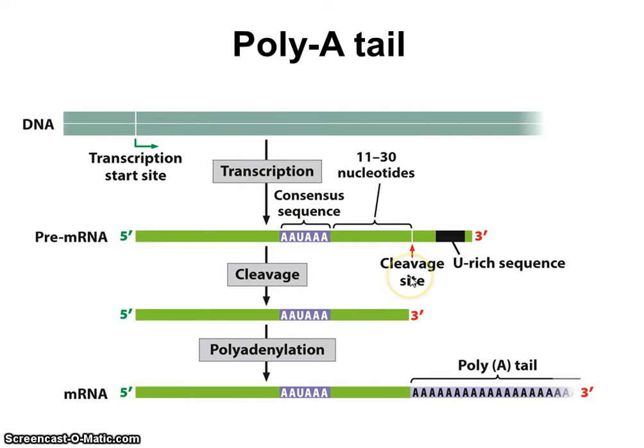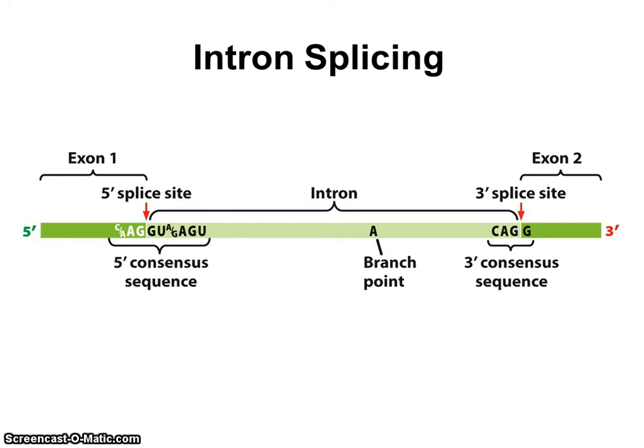So the pre-mRNA gets cleaved, and then you get the addition of a poly-A tail on the end of this. And this consensus sequence also serves as a polyadenylation signal for the enzyme that does the job. So we get the addition of the 5' cap and a poly-A tail on the 3' end. And then we also get our intron spliced out.